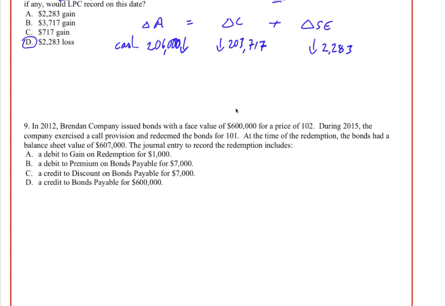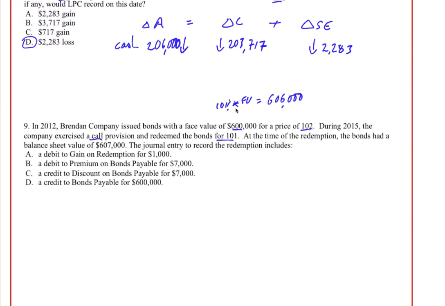Question 9. A company had issued bonds in the past with a face value of 600,000. Three years later, the company exercised a call provision and redeemed the bonds for 101, so that means 101% of face value. That would be 606,000, right? Because we know the face value is 600,000.